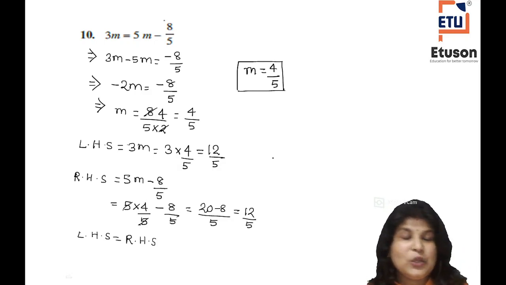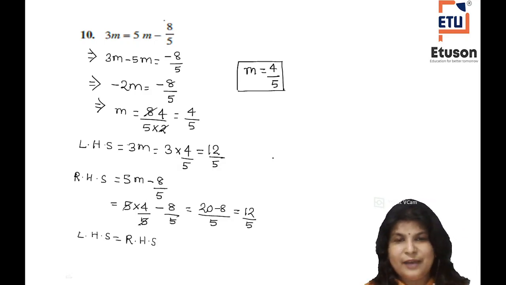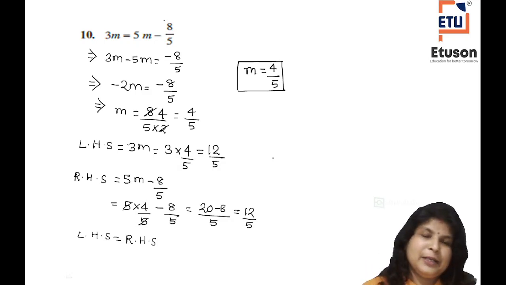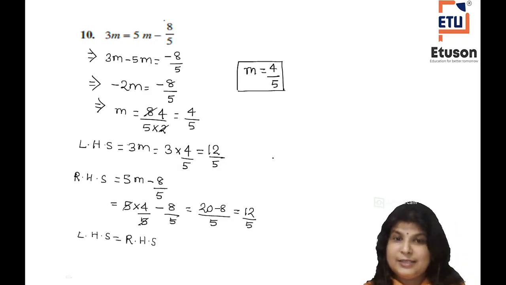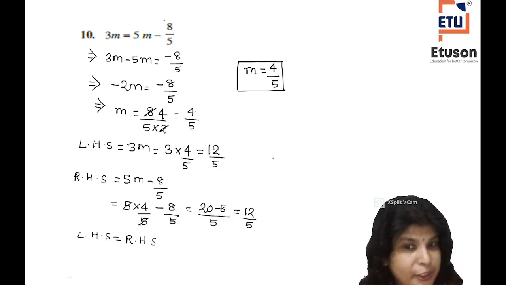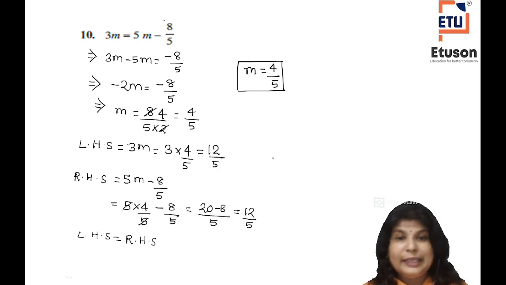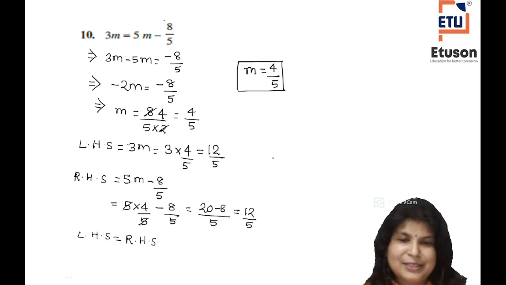Correct, children? So I hope that after solving so many problems, the fundamentals of solving equations in which variables are there on the left hand side and right hand side are clear to you. And I hope the remaining 5 questions of exercise 2.3, that means all the odd numbered problems, you are going to solve, and in case of any doubt you can ask me in the comment section.